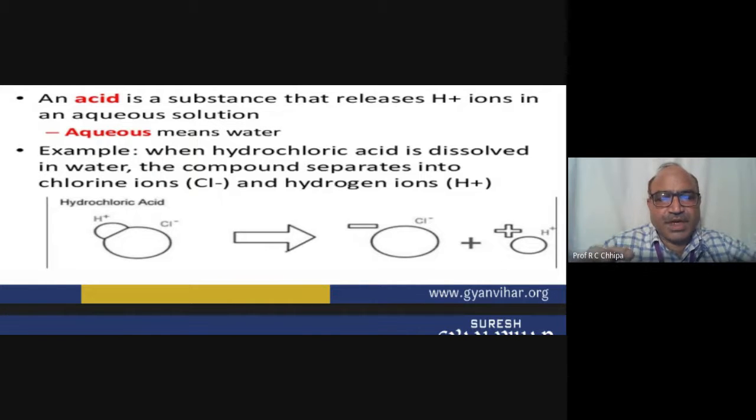The namak ka tejab itself is used in cleaning of the toilets or the cleaning of the house, because of its acidic behavior. So how do we get hydrochloric acid, by what process? Here I can mention hydrogen chloride. Hydrogen chloride gas is there.